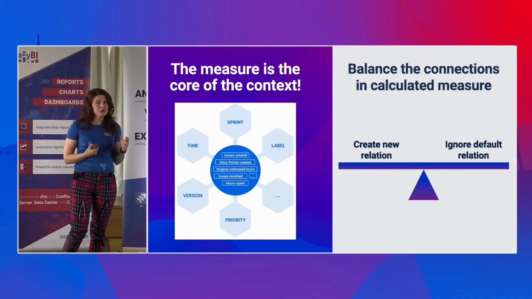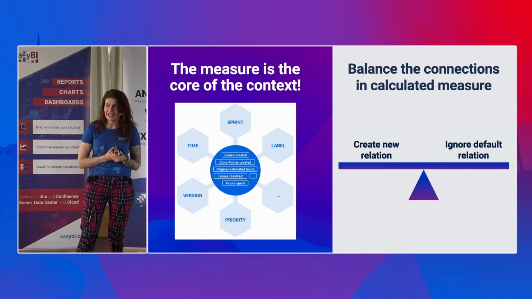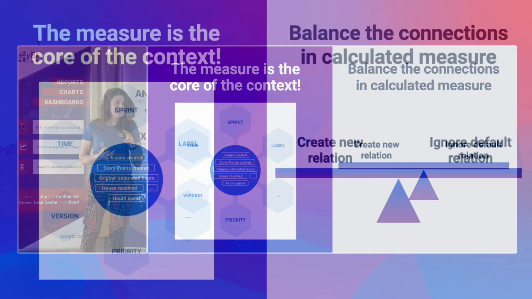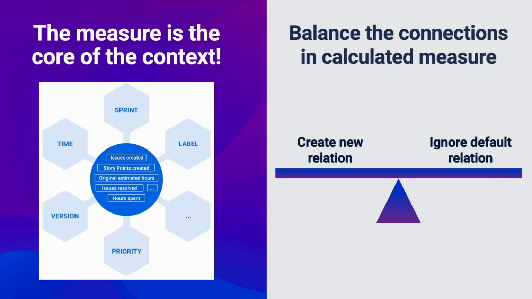So what I wanted to point out regarding changing the context. There are 2 things that you actually have to remember, even not those 3 steps, but 2 things. The context is based on the measure. Measure is the core element for each relation in eazyBI. Dimensions are not related to each other directly. They are related through measure. And the second one, when you build a calculation with context change, you have to keep the balance. If you destroy in one part of the calculation a relation with default member, then you have to create it in some other part in this calculation. Keep the balance.